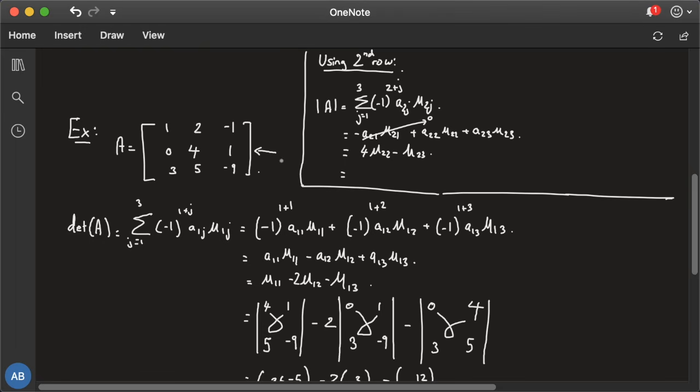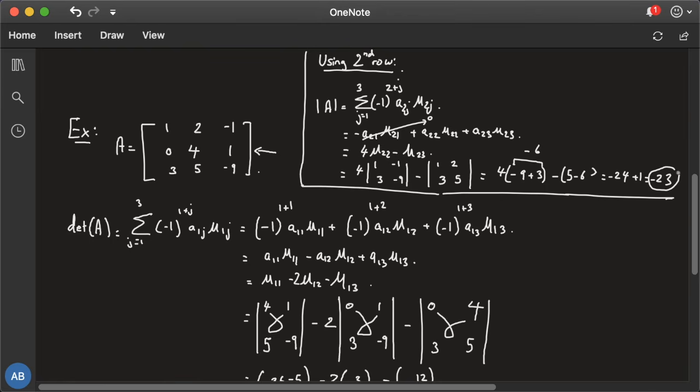Anyways, we continue. What is m22? It's obtained by, so 4 times m22. What is m22? It's the determinant of this matrix, 1 minus 1, 3 minus 9, minus m23, which is obtained by eliminating the second row, third column, is 1, 2, 3, and 5. Computing this, we get 4 into minus 9 plus 3 minus 5 minus 6. This guy is minus 6. We're left with minus 24 plus 1, which is a minus 23.